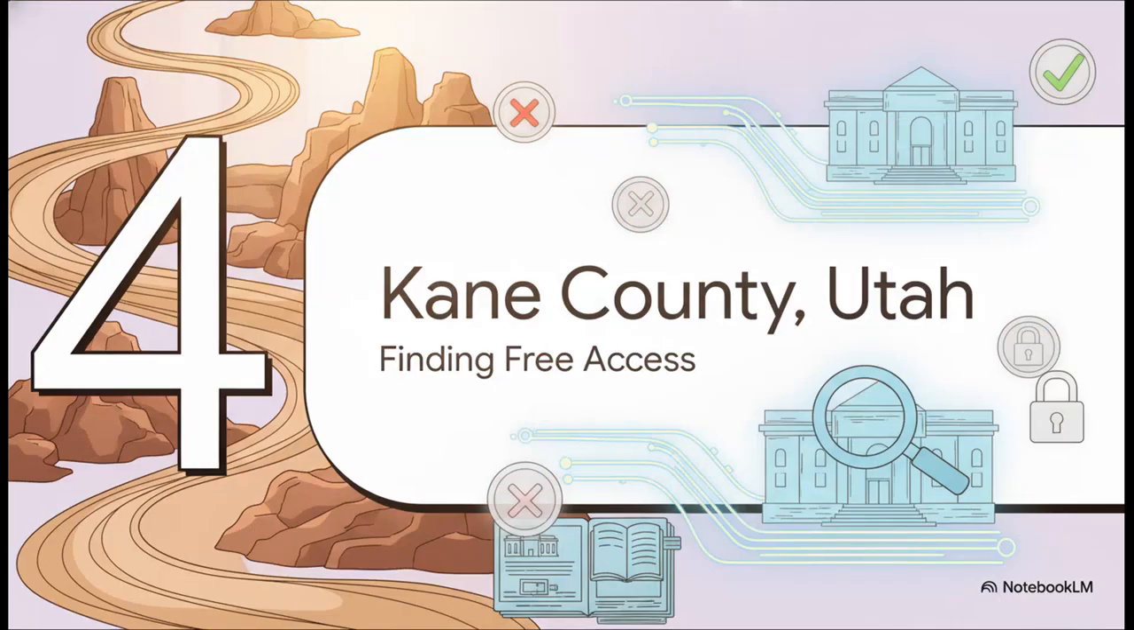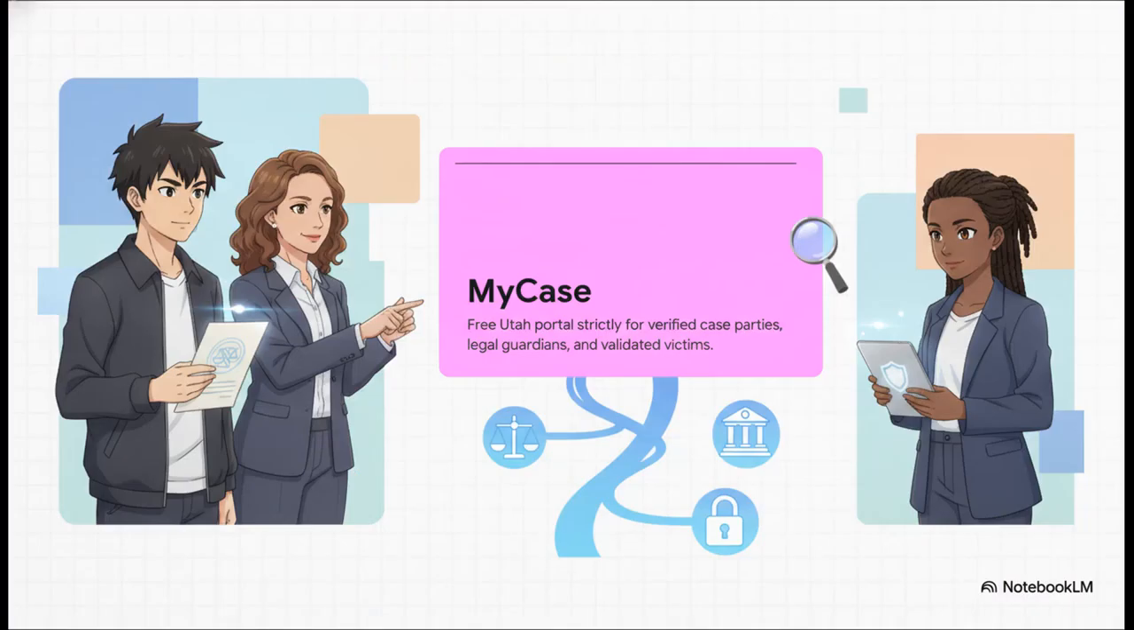Section 4, Navigating Kane County, Utah, Finding Free Avenues in a Paid System. Let's shift gears completely and head out west. In Utah, the statewide database, Exchange, usually charges fees. They do this to offset a multi-million-dollar budget deficit the courts experienced a while back. So how do we find free avenues in a mostly paid system?